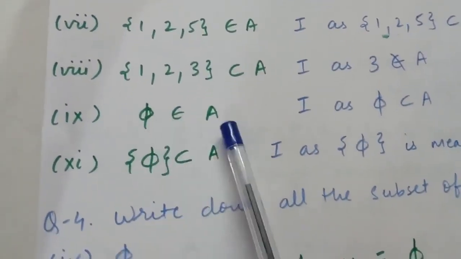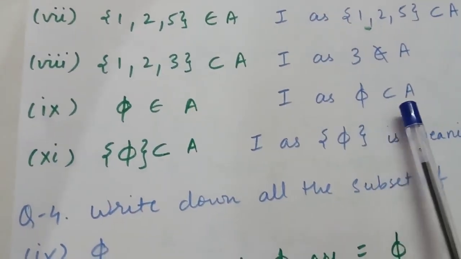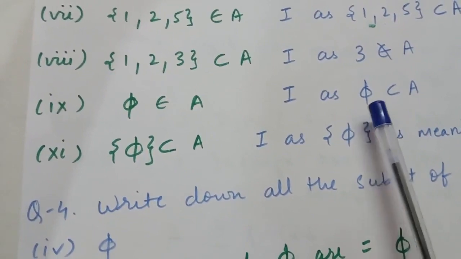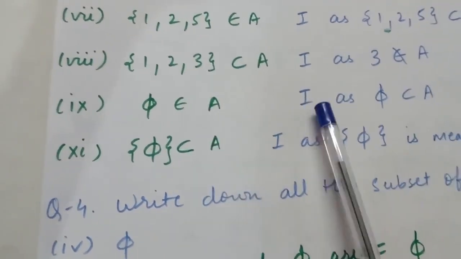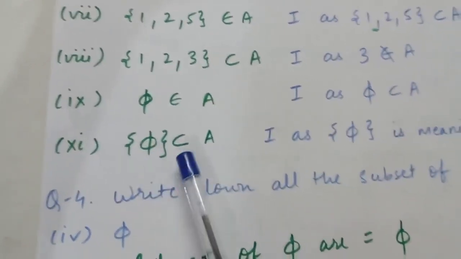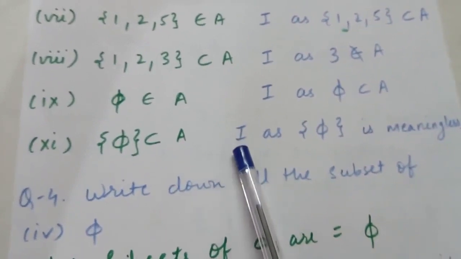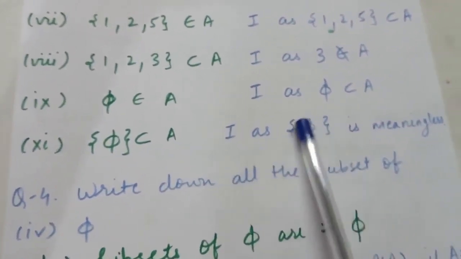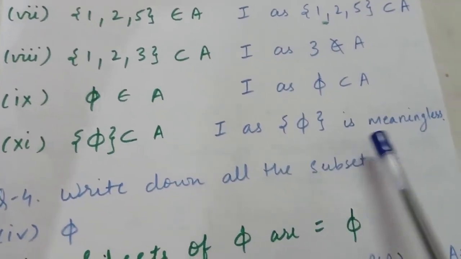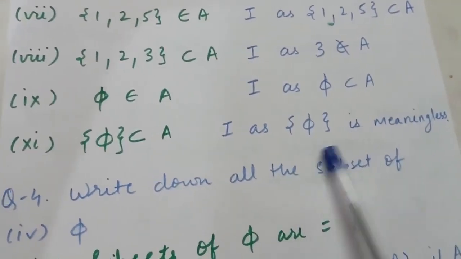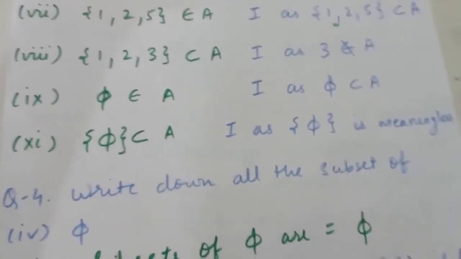Now next is 5 belongs to A. This statement is also incorrect, as 5 is a subset of A, because 5 is a set, and to define the relation between two sets we use subset. So this statement is also incorrect. The next statement, that {5} within the braces is a subset of A, is an incorrect statement as this is meaningless. {5} within the braces is meaningless, right? This does not exist. So this is not a subset of A.